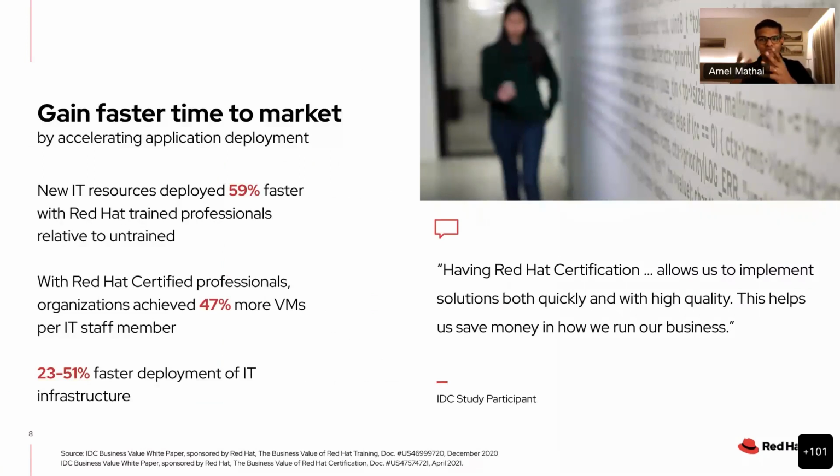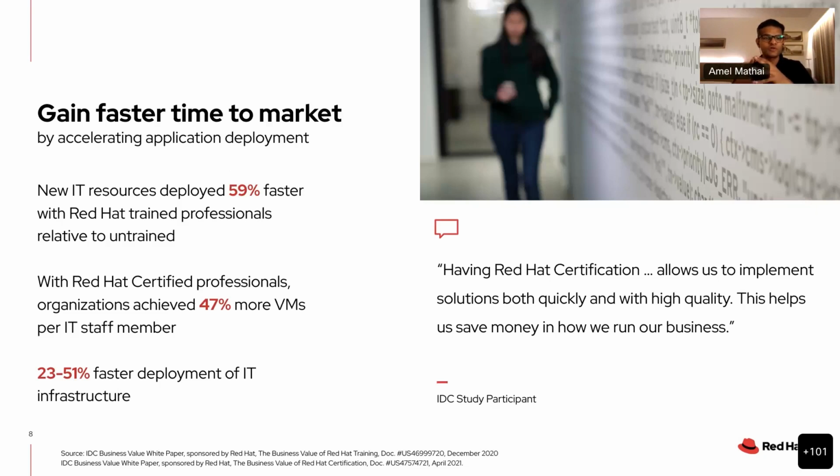There are many reasons why people would opt for a training, and it was found that the IT resources which were deployed in a data center, and today a data center is not anymore a physical data center, it could be on the cloud, it could be a hybrid cloud, were deployed 59% faster with trained professionals relative to untrained. So that shows the importance of skill.